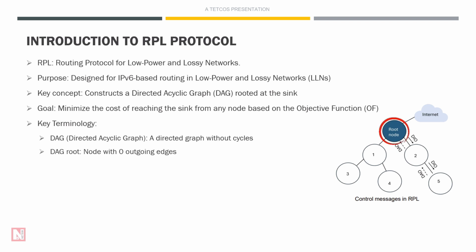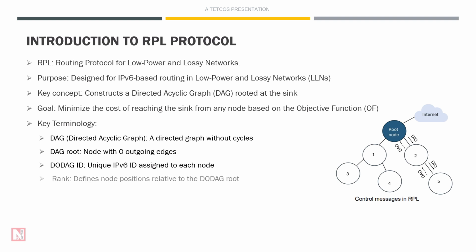DODAG root, the central node with no outgoing edges, the top of the hierarchy. DODAG ID, a unique IPv6 address assigned to each node. Rank, a value that represents a node's relative position in the DODAG. Implementation note. RPL is implemented in NetSim based on RFC 6550, the standard that defines the protocol.